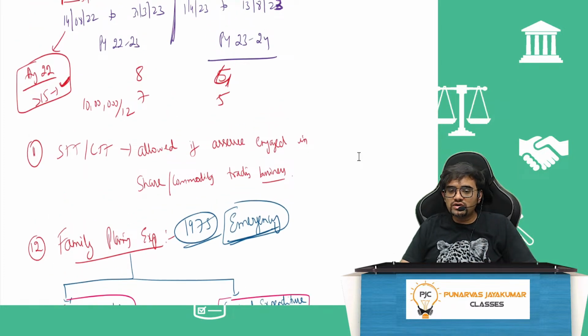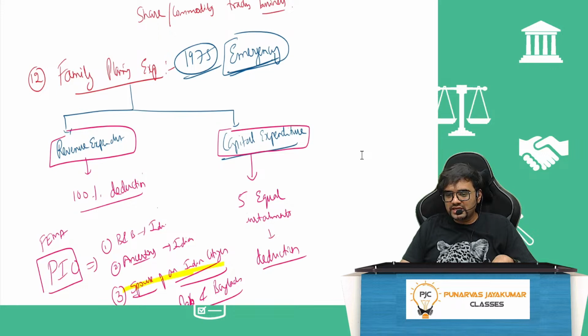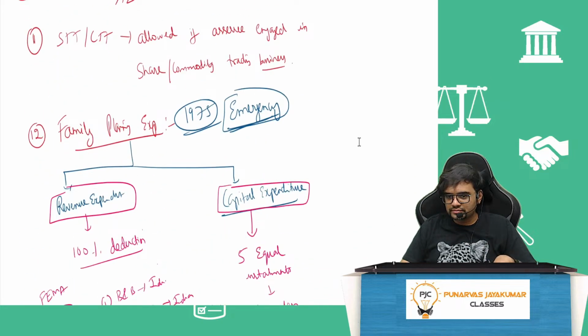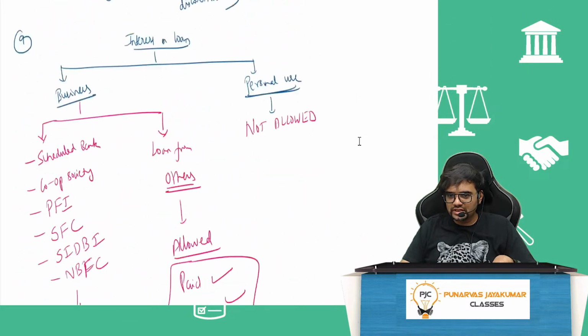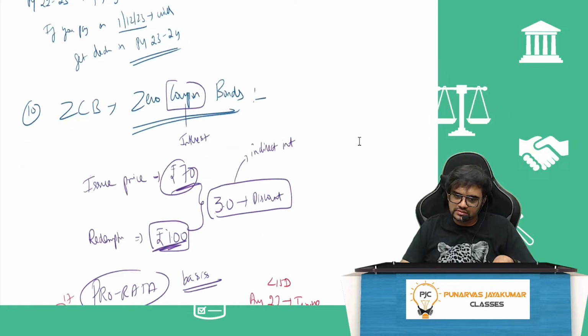Any STT, that is securities transaction tax, or commodity transaction tax will be allowed if the company is engaged in share or commodity trading business. Family planning expenditure is kind of useless now, but even if they ask theoretically: revenue expenditure, 100% deduction; capital expenditure, five equal annual installments. That is regarding all the expenses under 36.